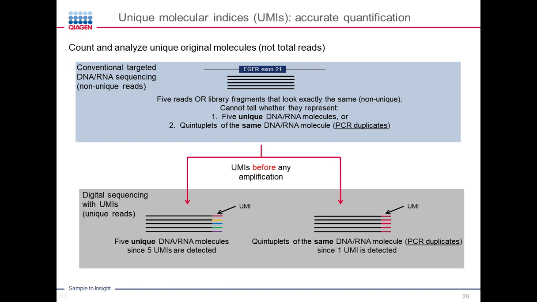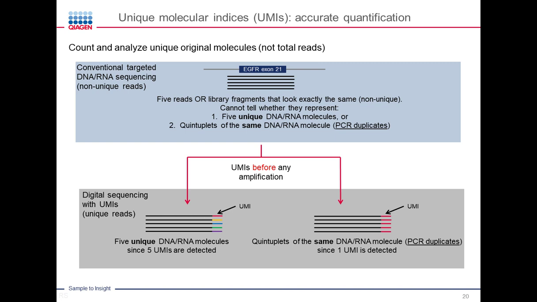So in the top part of the slide, you cannot really differentiate between these two different scenarios. However, if you incorporate unique molecular indices before any amplification takes place, you can now differentiate between these two scenarios. As you see on the bottom left of the slide, if you have 5 different UMIs attached to these 5 different transcripts, you know you started off with 5 unique transcripts mapping back to exon 21 of EGFR. But if you have the same unique molecular index across these 5 different reads, then you know you're looking at only 1 unique molecule that was amplified over and over.